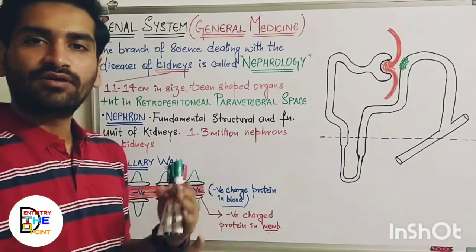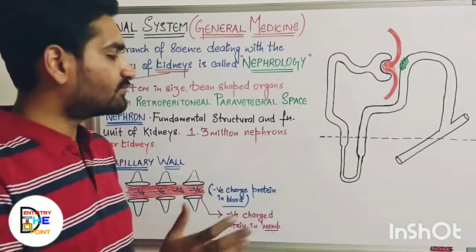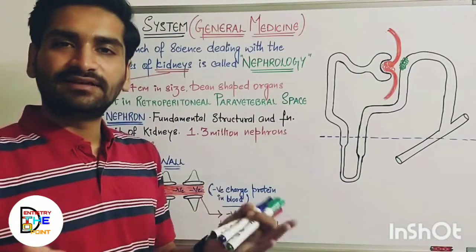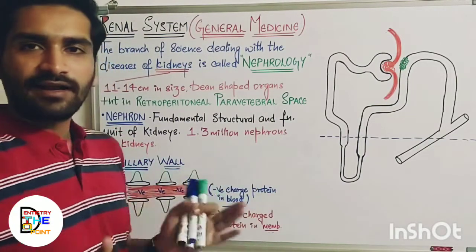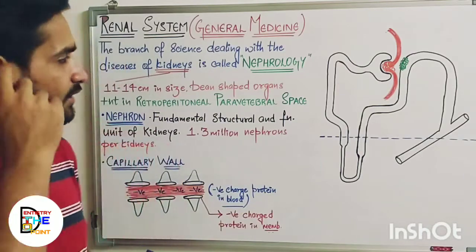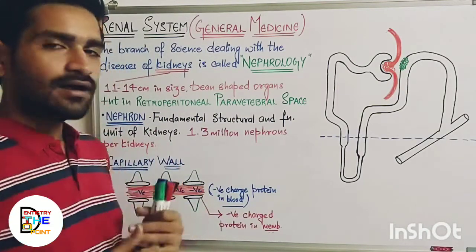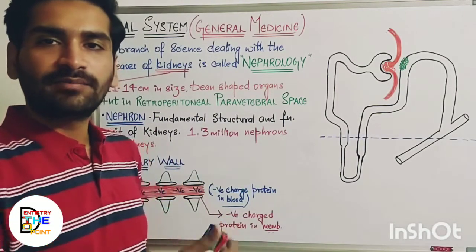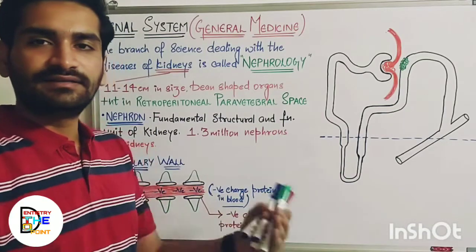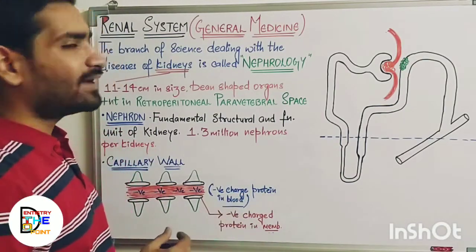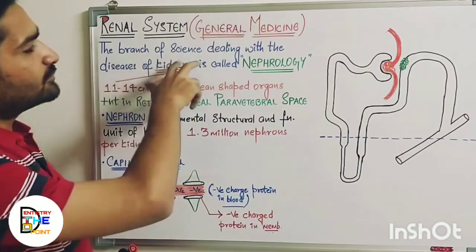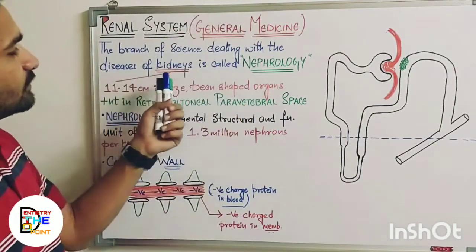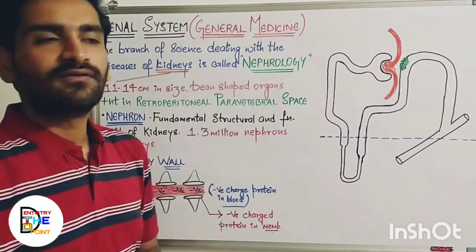So today we'll start with the renal system. Before moving on to the diseases of the renal system, we'll study a basic overview of the renal system, the physiology and a bit of anatomy, so that you will be aware of the terminologies which I use in the diseases in the further coming lectures. The branch of science dealing with diseases of kidneys is called nephrology.